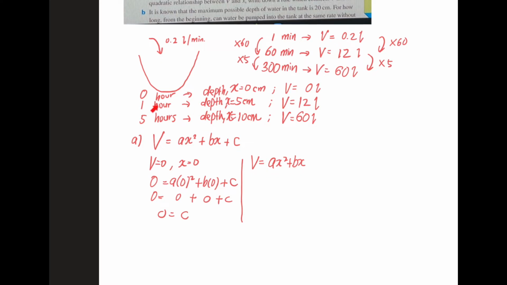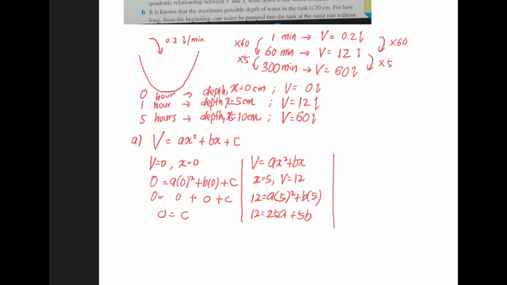Now we have to use the second information. X is 5, v is 12. So I write down x is 5, v is 12. So 12 equal to a 5 square plus b 5. 12 equal to 25a plus 5b. And I just leave it like that first.